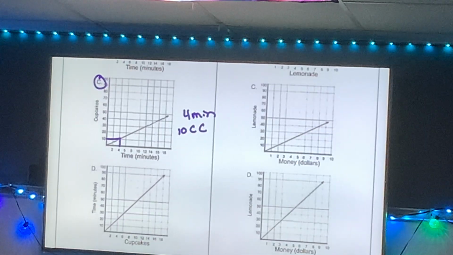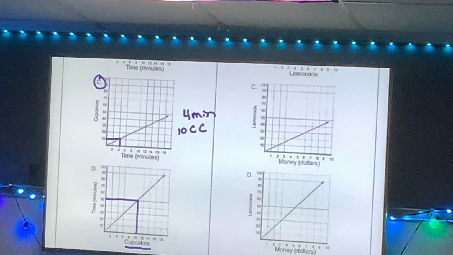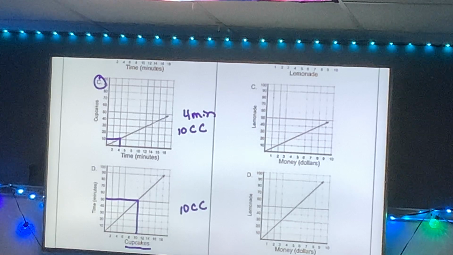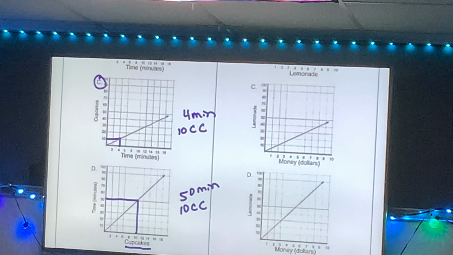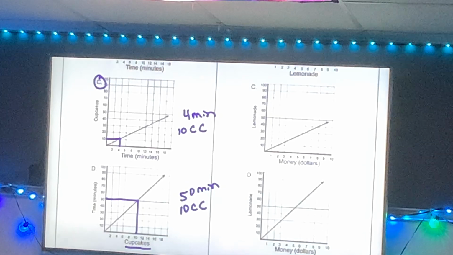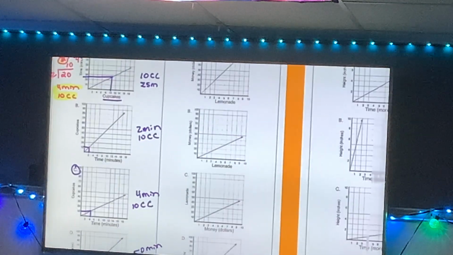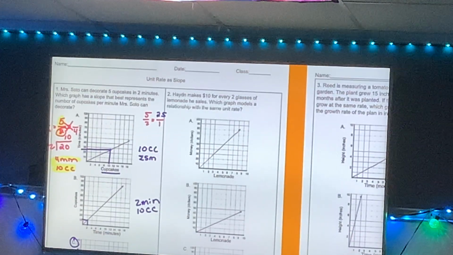Let's look at D. Do you see cupcakes is on bottom? Yes. So I have to switch what I'm doing. 10 cupcakes. In how many minutes? They're a little slower, aren't they? Do you see how to read those? And you've got to watch the labeling. That's where it's going to get you. You do number 2.